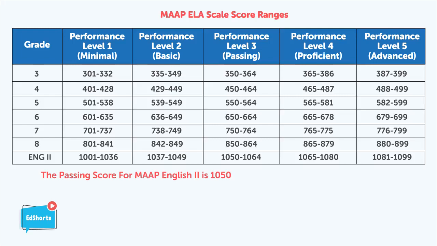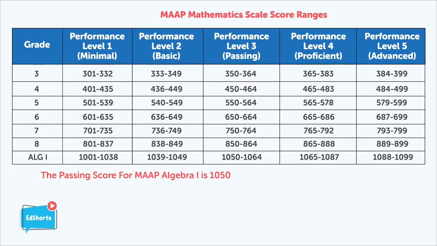Level 4, Proficient. Students at the proficient level demonstrate solid academic performance and mastery of the knowledge and skills required for success in the grade or course in the content area. Level 3, Passing. Students at the passing level demonstrate general mastery of the knowledge and skills required for success in the grade or course in the content area.